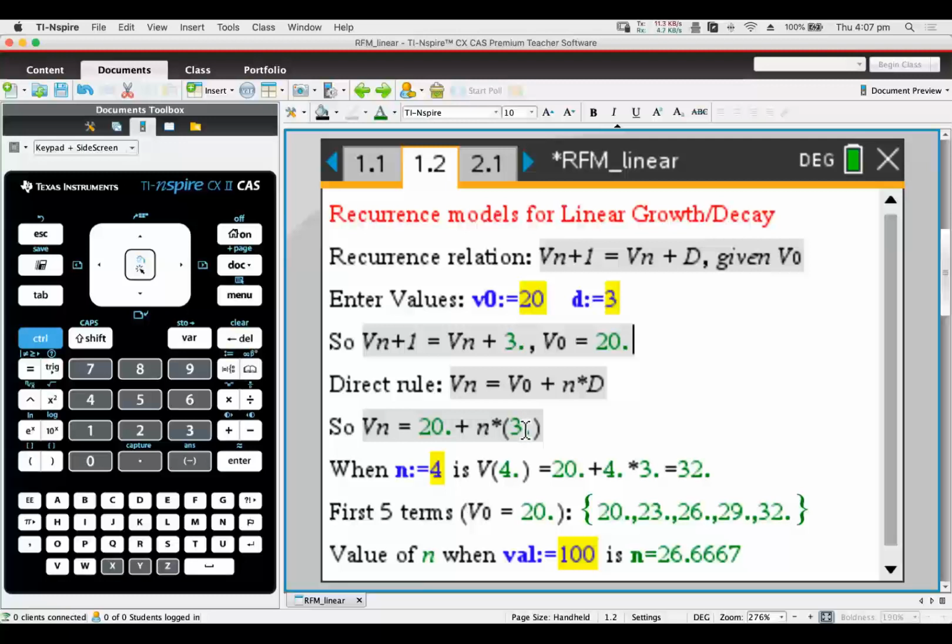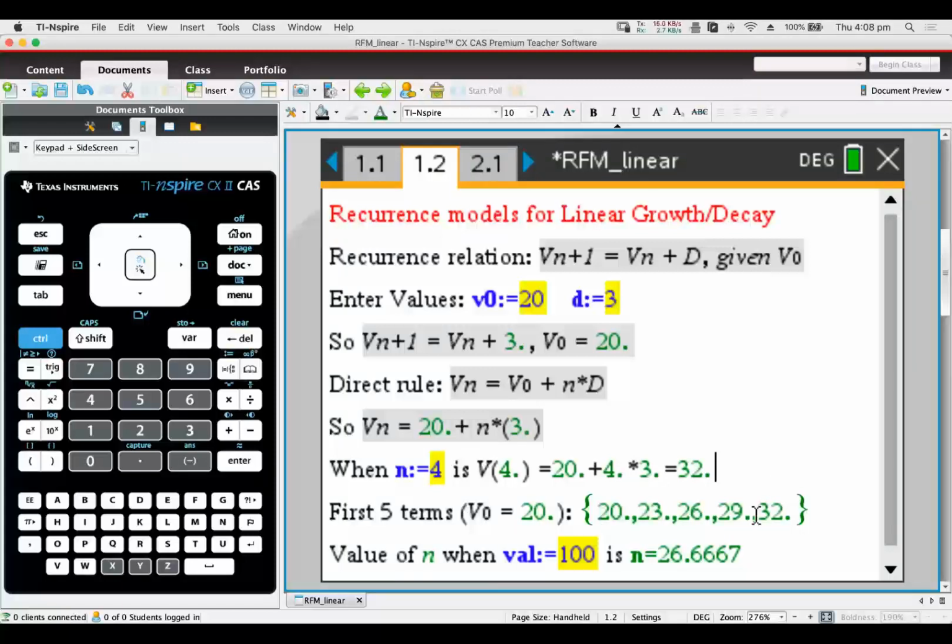So if, for example, we did 4 as the n value, that is 4 jumps up from 20, then v of 4 would be 20 plus 4 times 3, or 32. The next thing that's happening here is that the first 5 terms are generated. So the first 5 terms in this sequence you can see listed there.